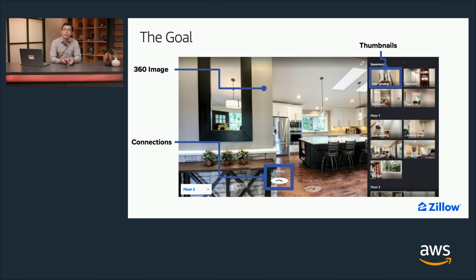These are the main components of the tour: the 360 image for each room that a content creator captures either on an iPhone or a 360 camera. There are connections that allow you to move from room to room, and thumbnails to give you a preview of the room, show your current room, and quickly jump to an unconnected room. So to give you a better idea, here's a short video about the product.